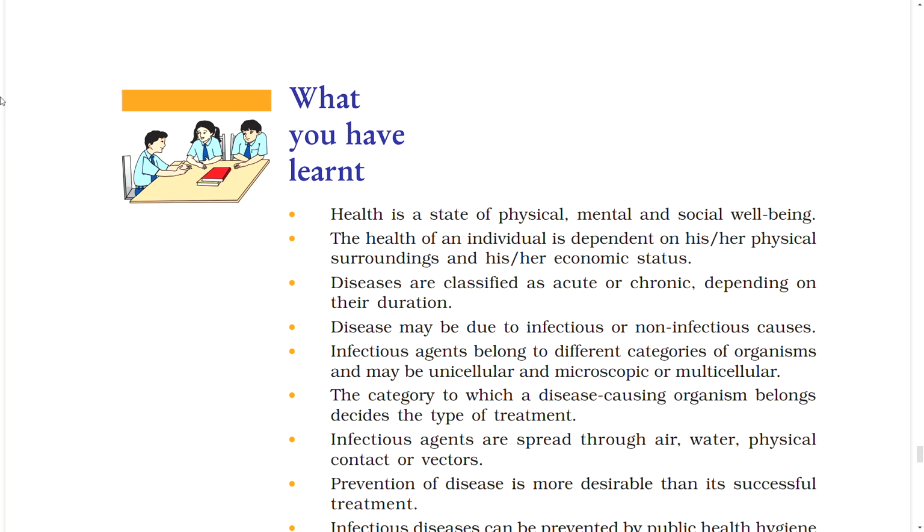Infectious agents belong to different categories of organisms and may be unicellular and microscopic or multicellular. The category to which a disease-causing organism belongs decides the type of treatment. Infectious agents are spread through air, water, physical contact, or vectors. Prevention of disease is more desirable than its successful treatment.